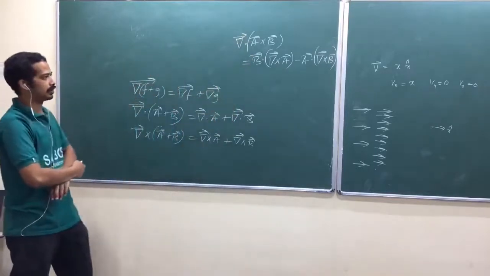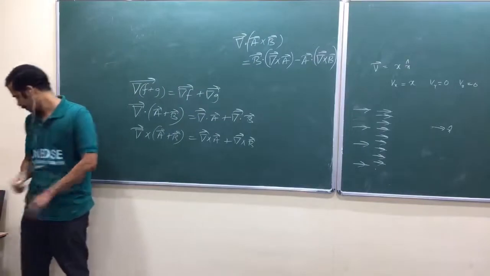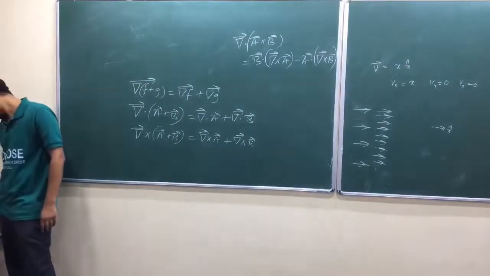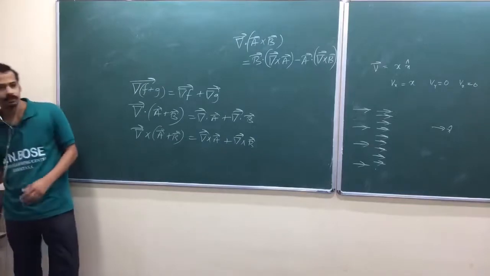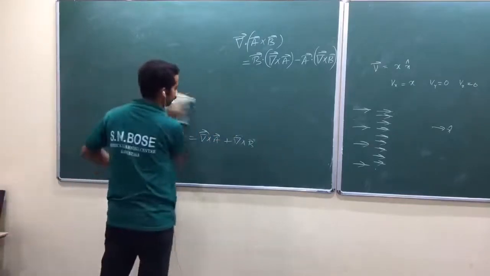B dot del cross a minus a dot del cross b. Yeah, the third one is also needed somewhere, isn't it?